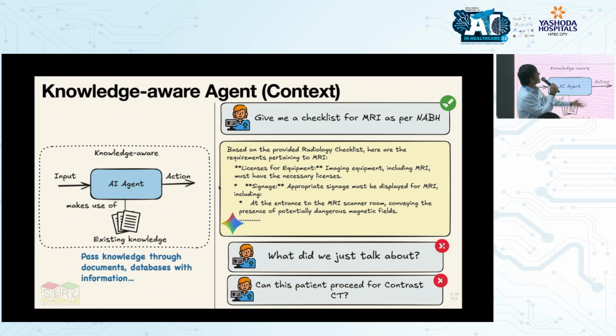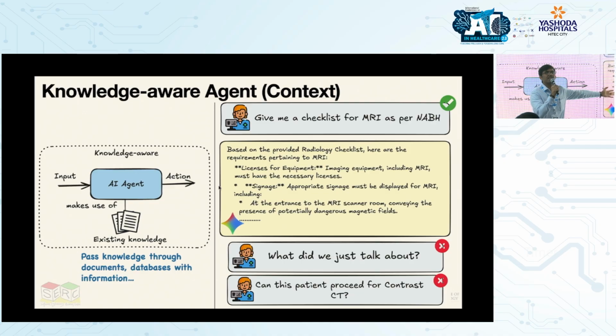Now what happens? I can say, give me a checklist for MRI as per NABH. And guess what I did? Of course, I was just going through Google. I found some interesting documents from NABH. I took them, I used them as grounding, and based on that, Gemini was able to generate something.